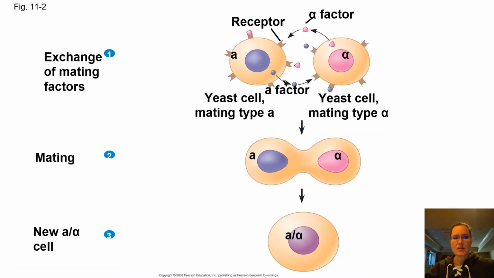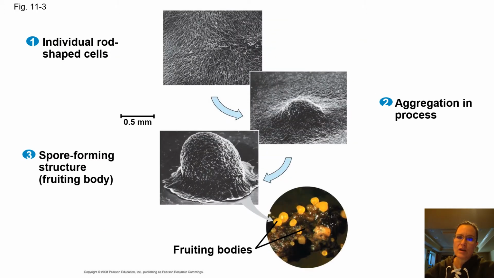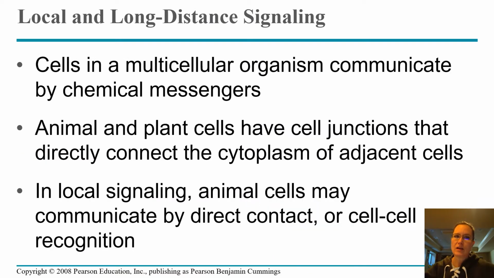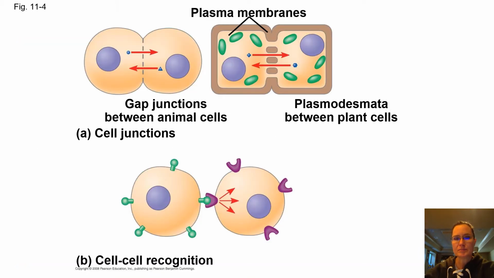This is just an example: the receptors are on the outside of these yeast cells, so they release factors, and then they can recognize those factors, and for this simple little example, they can mate, and then they have sort of a combo baby. And then this is just some pictures. And then we have local and long distance, and we'll talk about those as we go through. This is just sort of an intro slide.